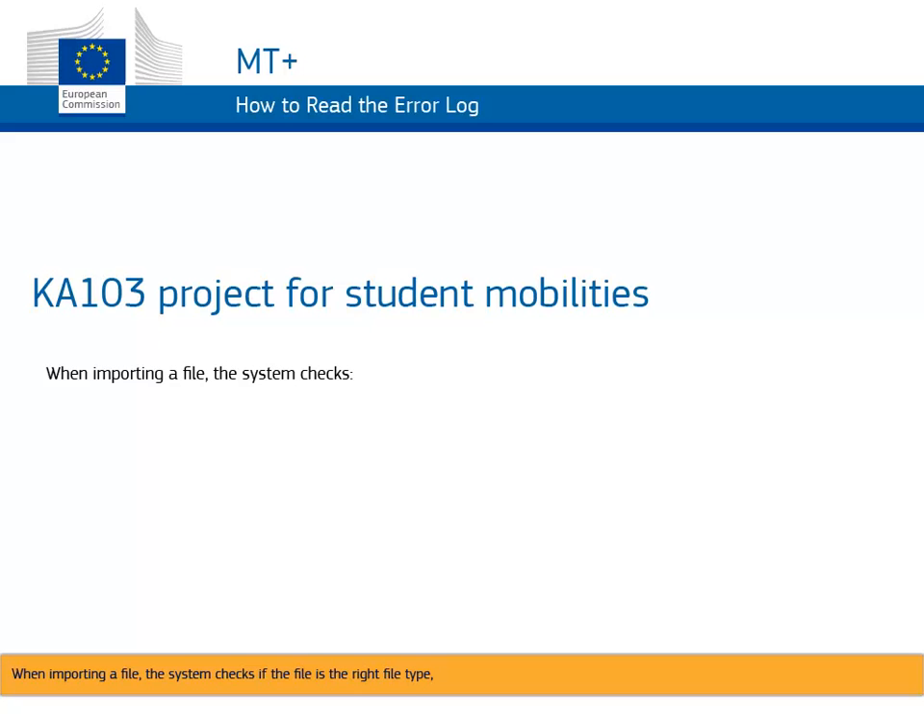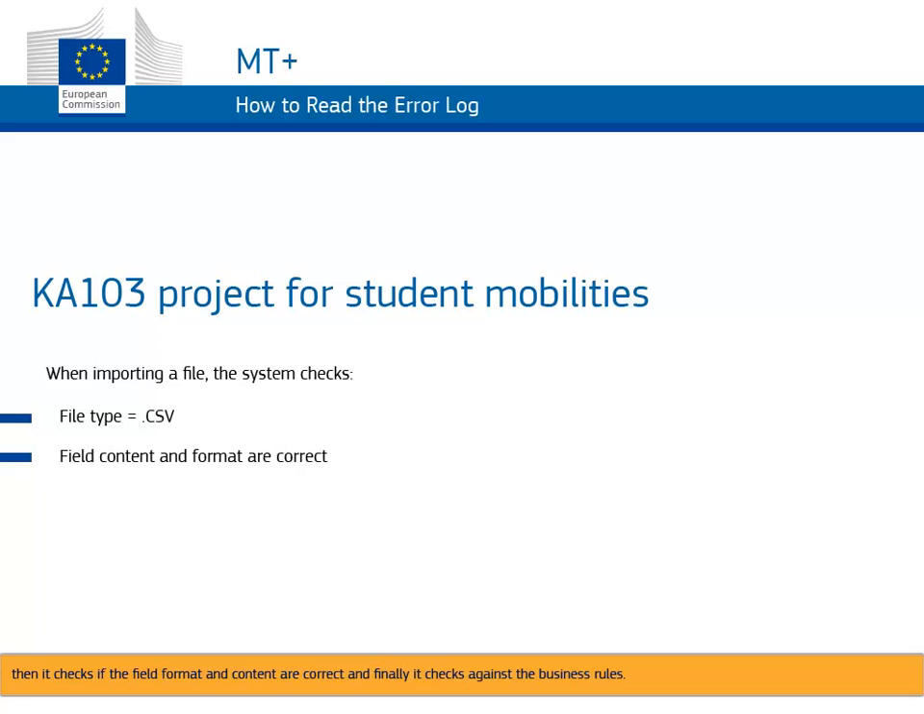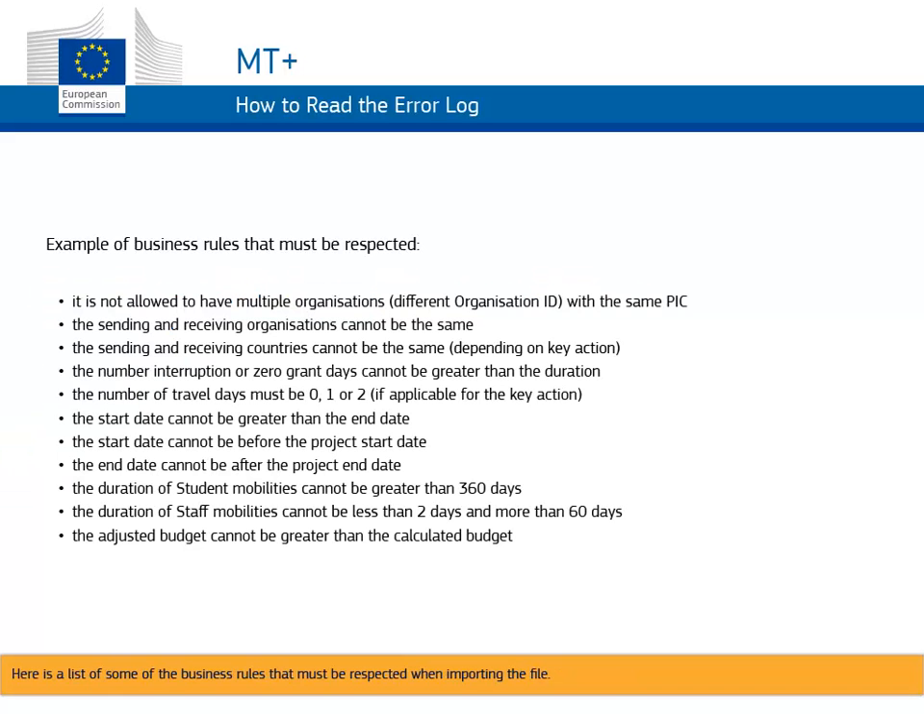When importing a file, the system checks if the file is the right file type. Then it checks if the field format and content are correct, and finally it checks against the business rules. Here is a list of some of the business rules that must be respected when importing the file.